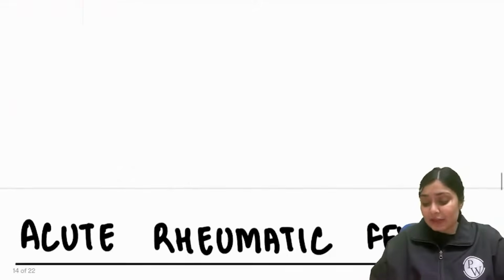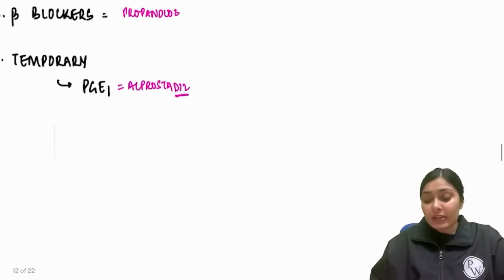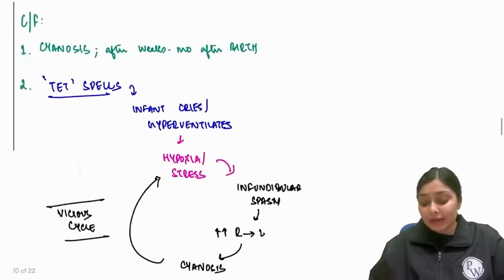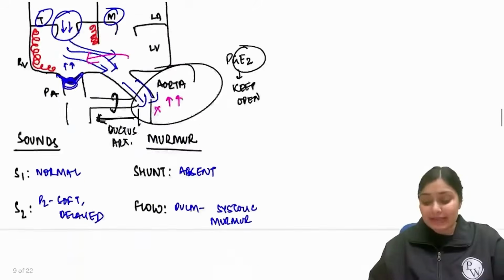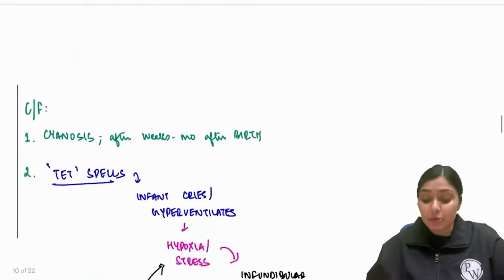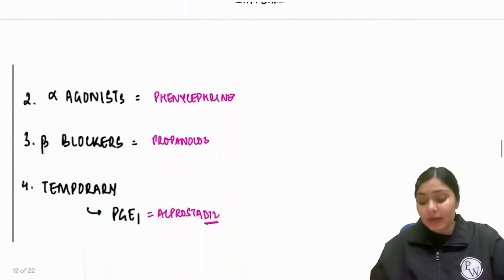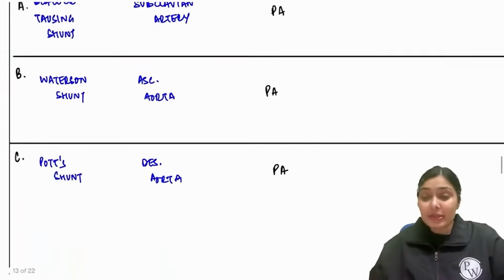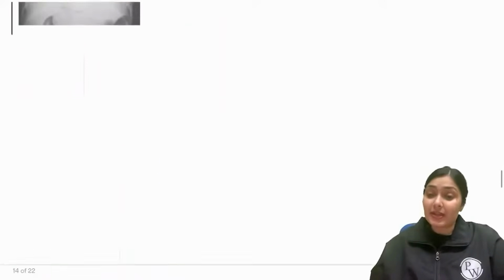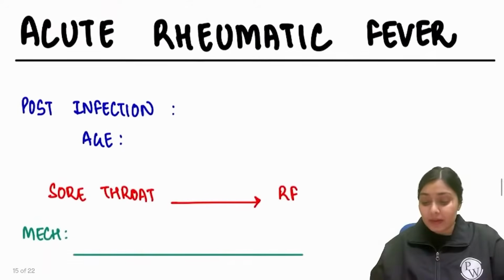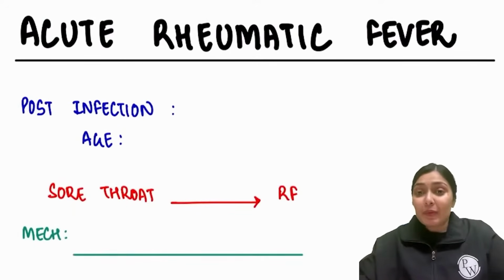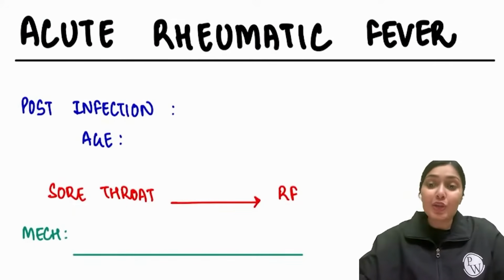This completes the section on TOF. Whenever they ask TOF, tell about the tetrad, the 4 components, make this line diagram, tell about the sounds and the murmur, clinical features, Tet spell, explain the management of the Tet spell, and the surgery part and the chest X-ray, the infamous chest X-ray. Now let's wrap up the session with the last topic, that is acute rheumatic fever.